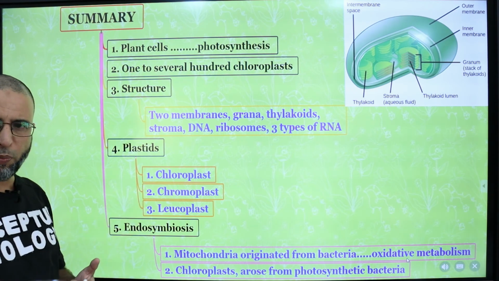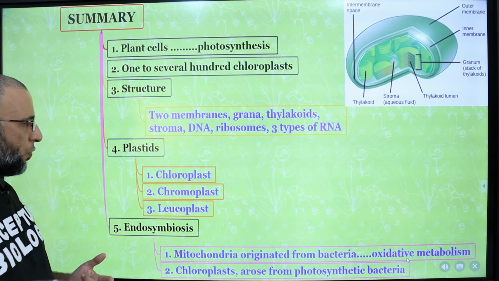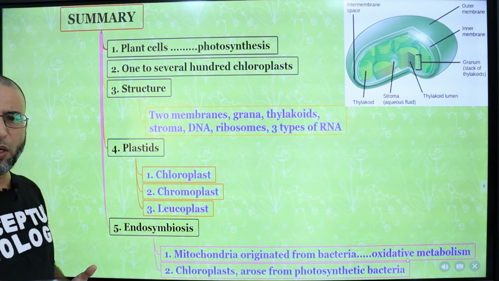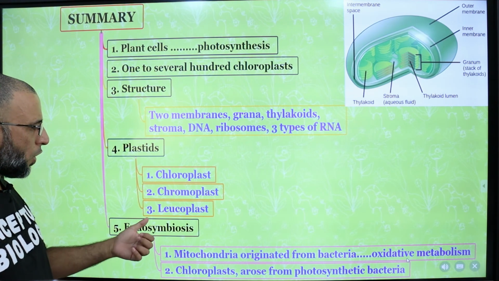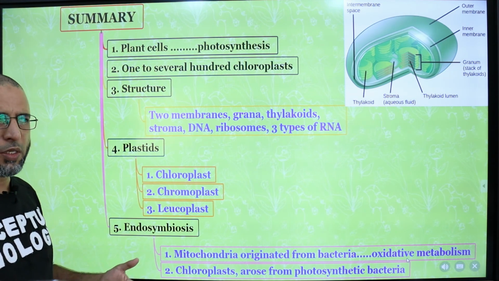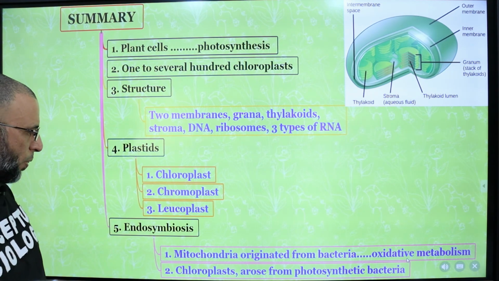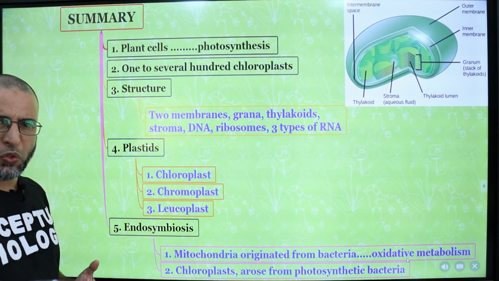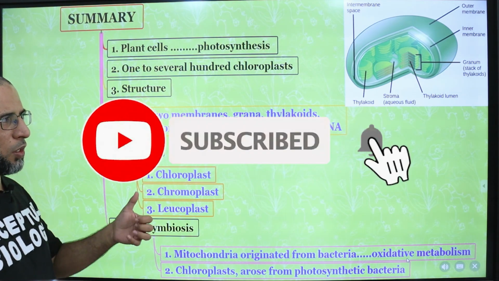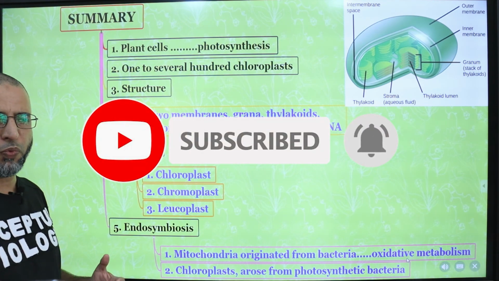Chloroplasts contain green pigment which is called chlorophyll. Chromoplasts contain different pigments other than green. Leucoplasts are colorless plastids and they are food storage in function. Endosymbiosis: according to endosymbiont theory, mitochondria and chloroplasts evolved from bacteria.